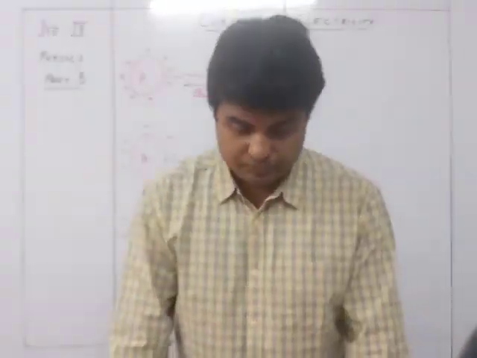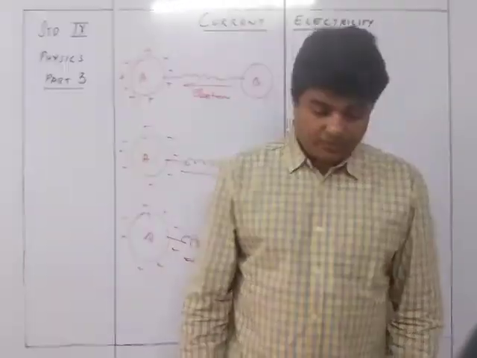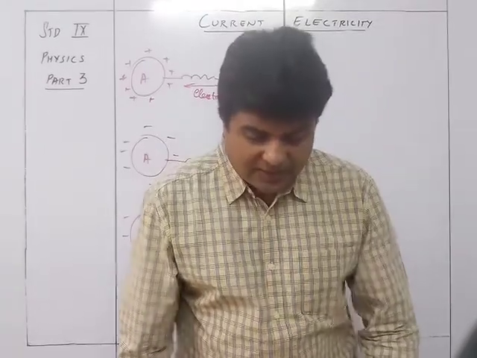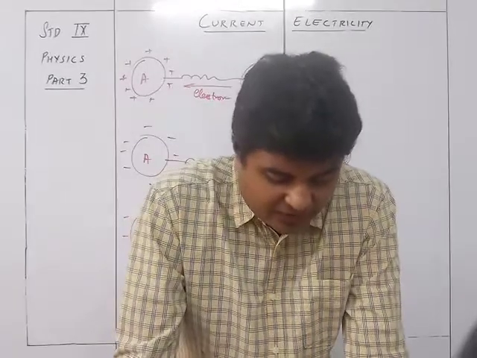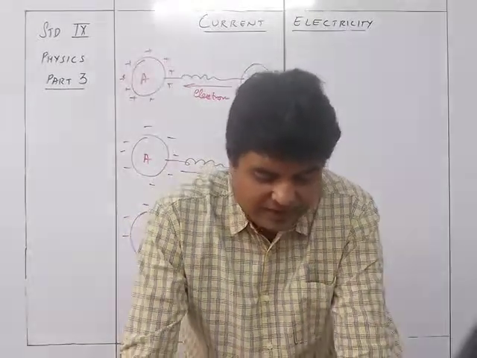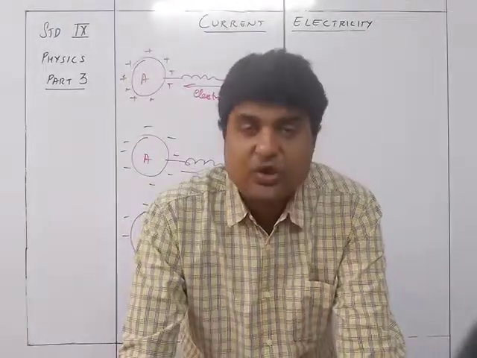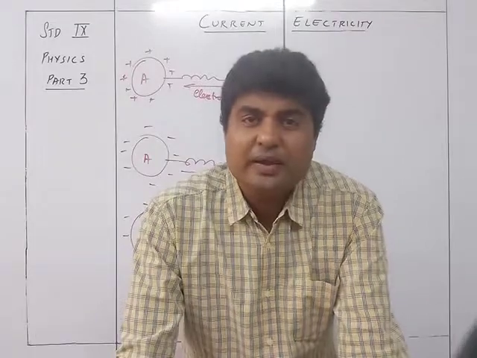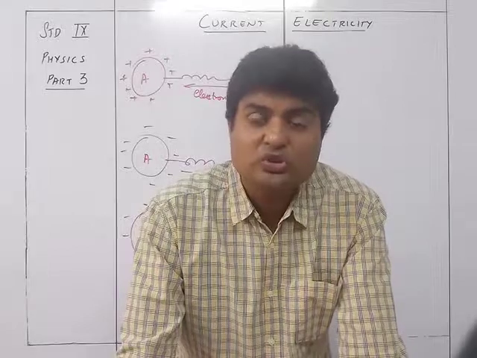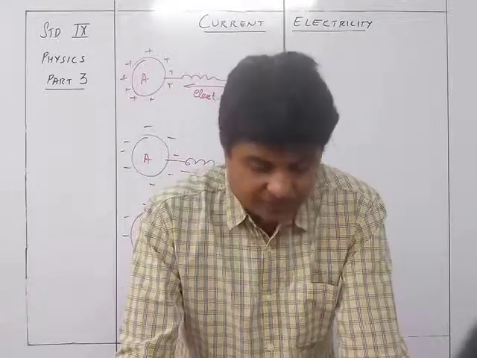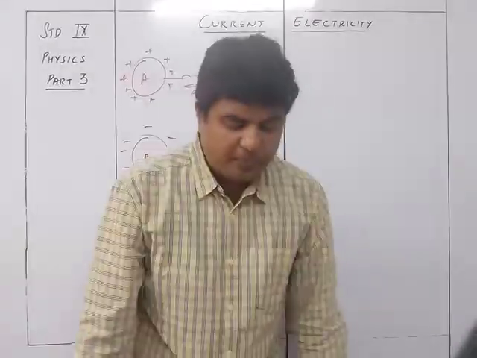So let's see the explanation. Flow of electrons between conductors. When two charged conductors are joined by a metallic wire or they are placed in contact, free electrons flow from a conductor having a higher concentration of electrons to the conductor having a lower concentration of electrons. So always it will be the flow of electrons moving from higher concentration to lower concentration. The movement of electrons stops when the concentration of electrons in both becomes equal.